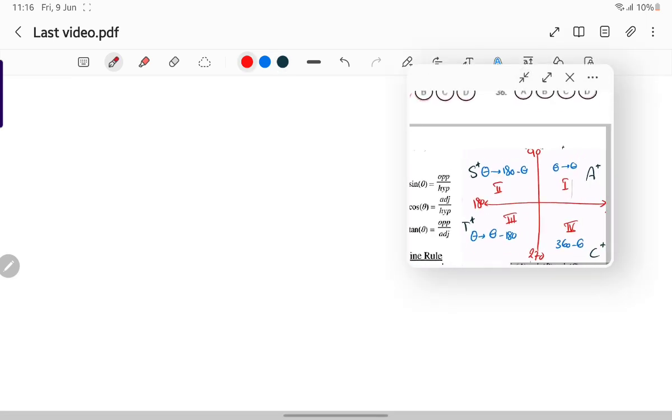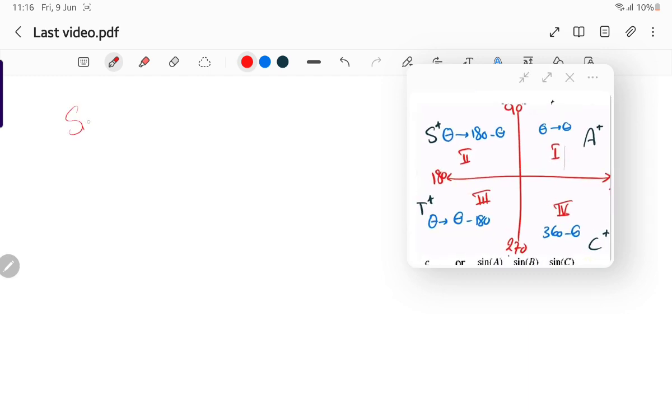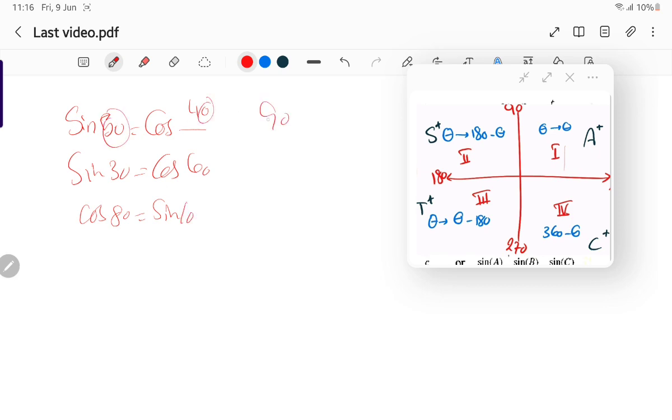We have some notes. Actually, there are 2 notes. Sine 50, for example, equals cosine what? It's cosine 40. Sine 30 equals cosine 60. Cosine 80 equals sine 10. Why? Because 50 and 40 add up to 90, 30 and 60 add up to 90, 80 and 10 add up to 90. This is the first one.